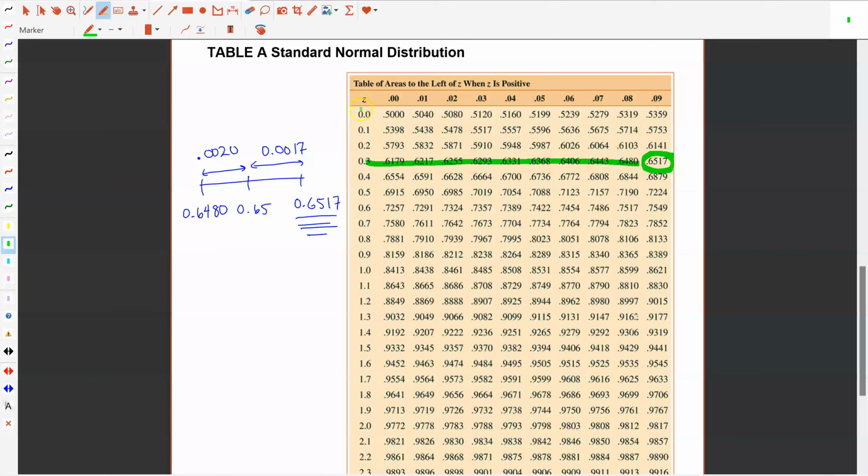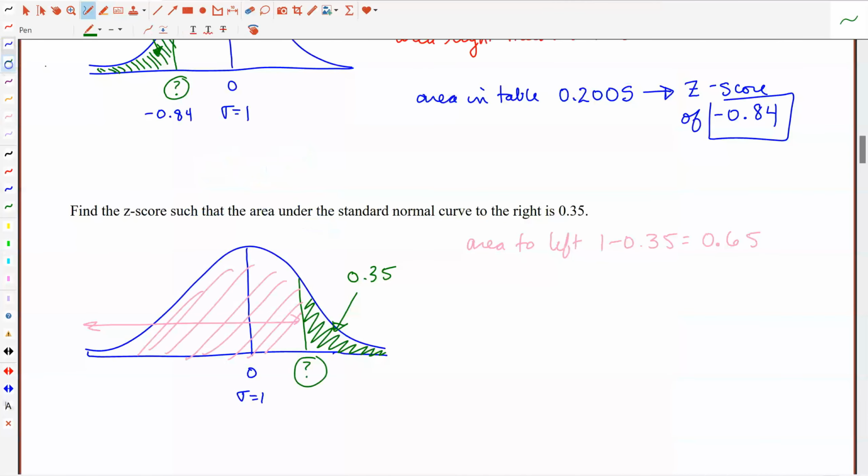In any case, the z-score is 0.39. Alright, so that means the z-score I want right here is 0.39. That's the z-score such that the area to the right of it is 0.35, or using our table we found that the area to the left of it was 0.65. So that is my z-score that I want. Alright, so that would be finding a z-score if I'm given the area to the right.